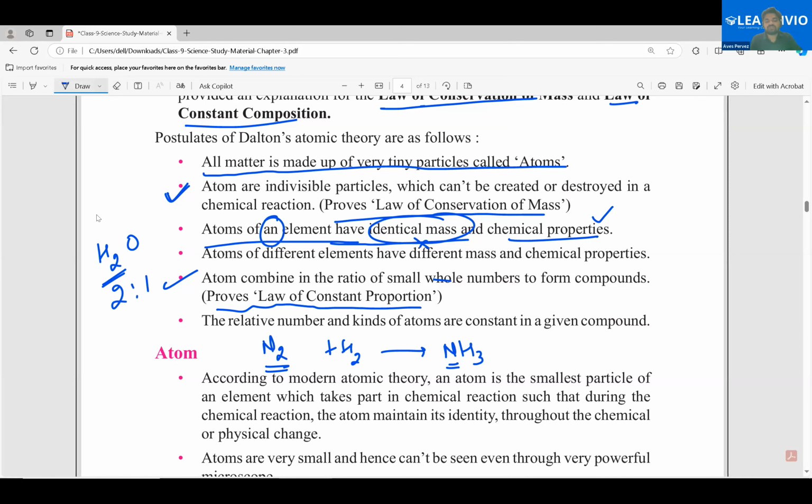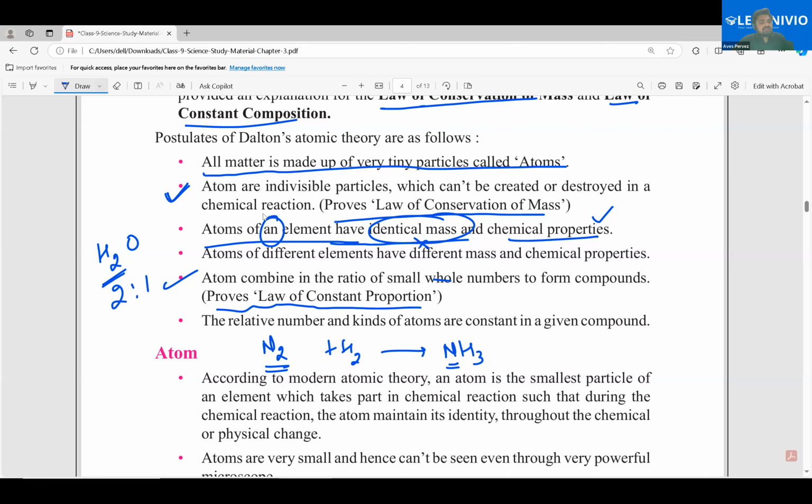2:1 is the atoms ratio, that always, irrespective of where you have taken the water, either from the pond, from the lake, from the ocean, from the river, from the underground water, anywhere, it must have 2 hydrogen and 1 oxygen. No one can claim that I found water which is having 3 hydrogen and 5 oxygen. No, it is not water. It will be a different compound. So atoms combine in a ratio of small whole numbers to form a chemical compound. This was given by the law of constant proportion.